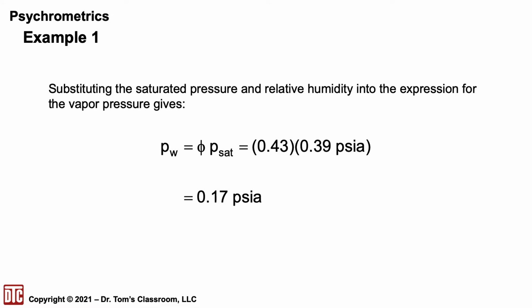Sometimes it's difficult to read the psychrometric chart accurately and to get numbers. Is it 43%? Is it 42%? Is it 44%? Don't worry about that so much, because the answers should be far enough apart on your exam that even if you're off by 1 or 2%, you're probably okay.